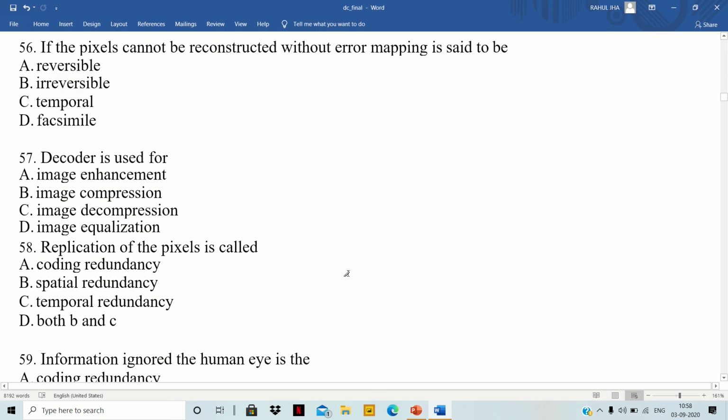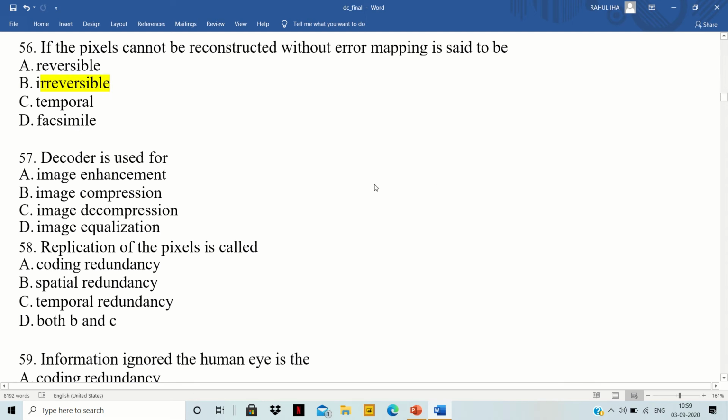So our first question is: if the pixels cannot be reconstructed without error, mapping is said to be. It means that we can't reconstruct our pixels again without any error mapping. It means there will be some error, we have to map all the errors. Okay, so our options are reversible, irreversible, temporal, and facsimile. So the right answer will be option B, which is irreversible.